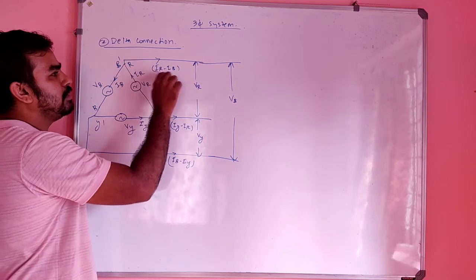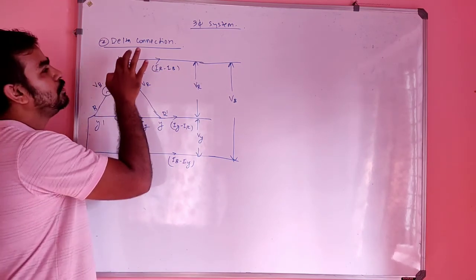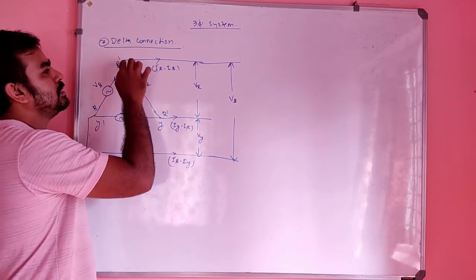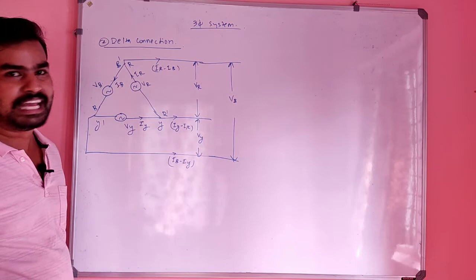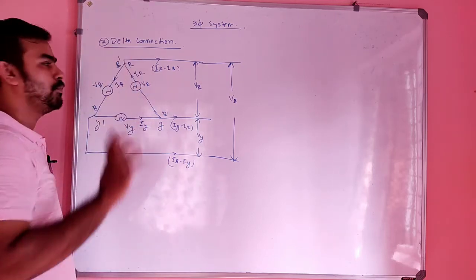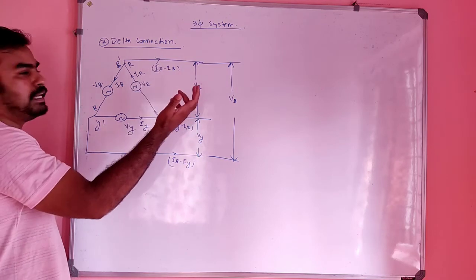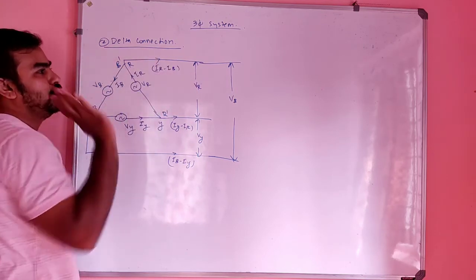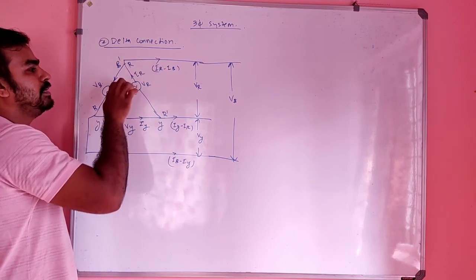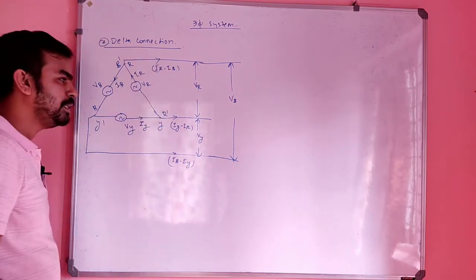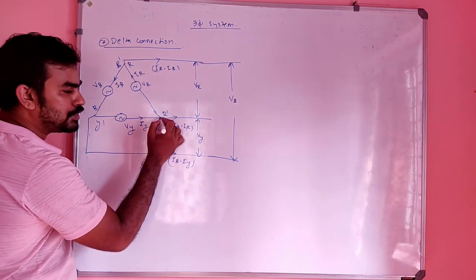If we add these currents, IR, minus IB, it will be 0, because the incoming current is taken to be positive and the outgoing current to be negative. If we add together, you will get 0. So in a simple manner, the third line current will be nothing but the incoming current minus the outgoing current. Incoming current is taken to be plus, that is IR. Outgoing current is taken to be minus, that is IB. Is it clear?